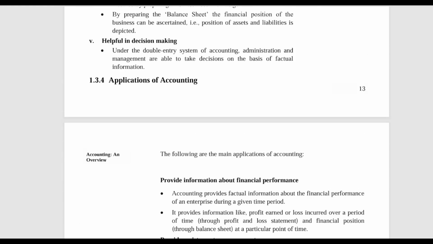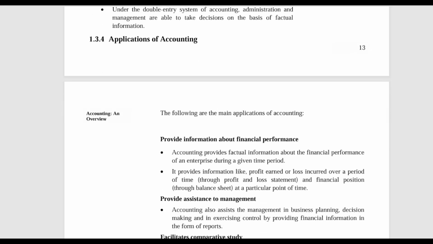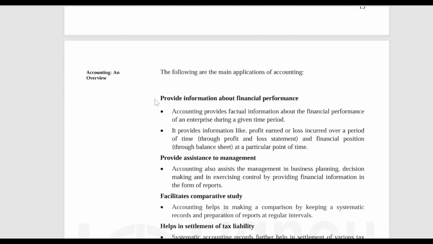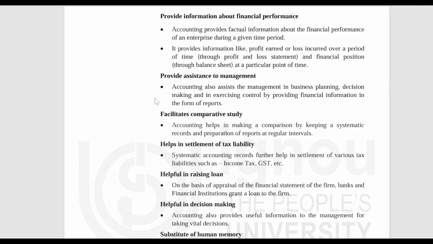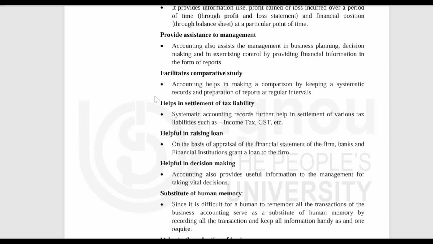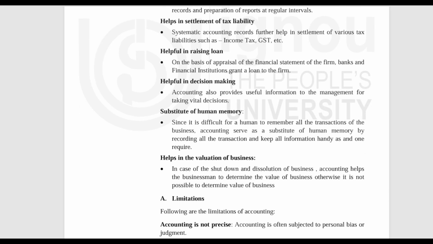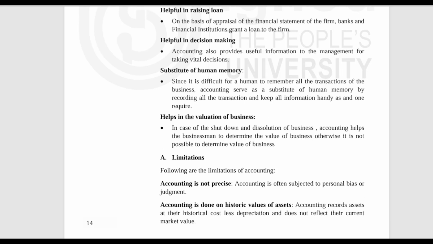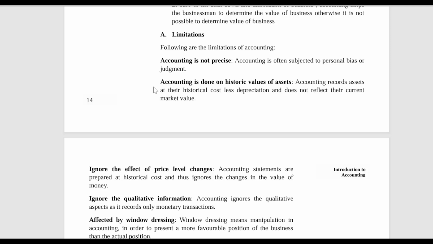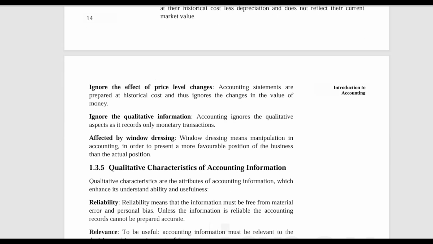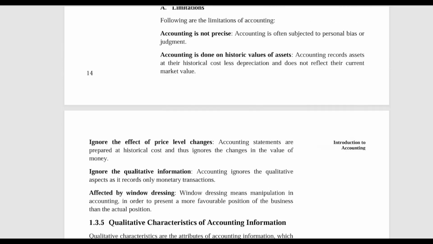And again, there are applications of accounting. What are the applications? First one is provide information about financial performance, provide assistance to management, facilitate comparative study, helps in settlement of tax liability, helpful in raising loan, helpful in decision making, substitute of human memory, helps in evaluation of business, and limitations also there. Okay, accounting is not precise. Accounting is done on historic value of assets, ignoring the effect of price level changes, ignoring qualitative information, and being affected by window dressing are the limitations of accounting.